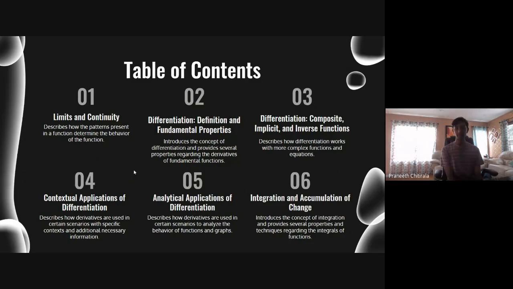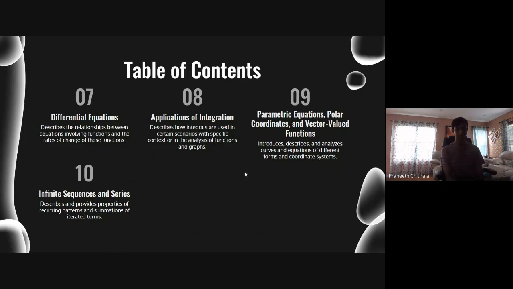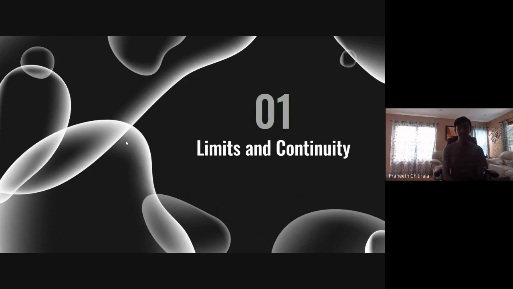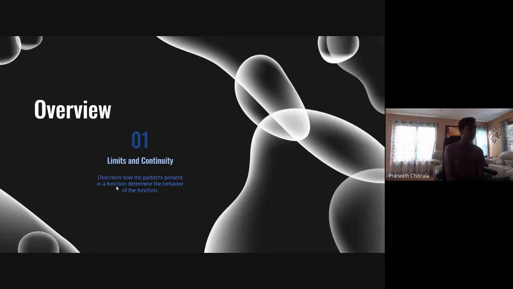There are going to be 10 units covered in this course, and the first 6 are here. This course is going to take 10 days, and each unit is going to take 1 day. So the first unit is limits and continuity, and we'll go on from there. These are the other 4 units. The first unit, limits and continuity, will describe how the patterns present in a function determine the behavior of the function itself.